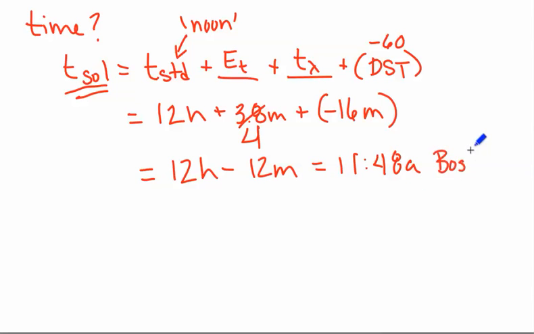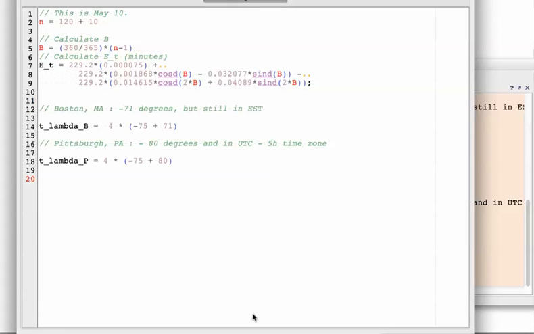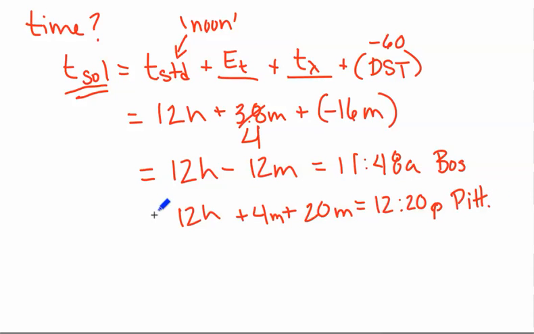It should make sense then that if I wanted to go to Pittsburgh, I would be instead having this plus 4 minutes plus, let's go back over and take a look at what our answer was, plus 20 minutes. Right? So Pittsburgh was further west, and so the sun has to travel further before it becomes overhead in Pittsburgh. So in Pittsburgh I'd have 12 hours plus 4 minutes plus 20 minutes, and it would be 12:20 p.m. in Pittsburgh. Okay? And there we have it.